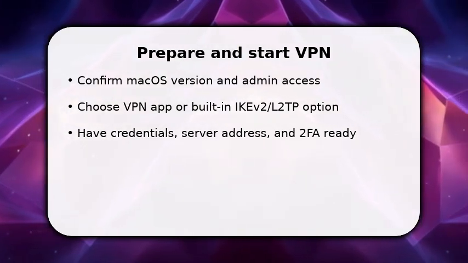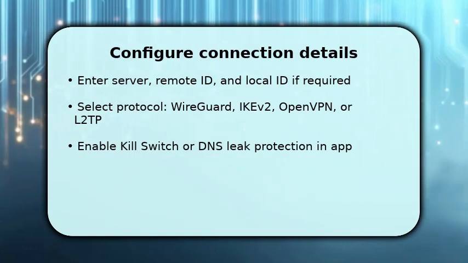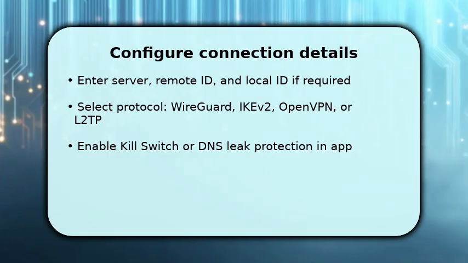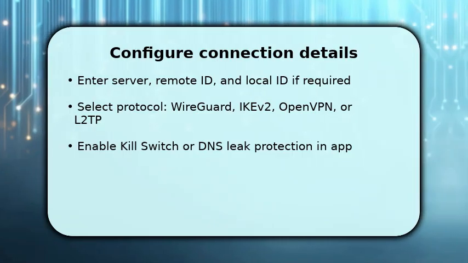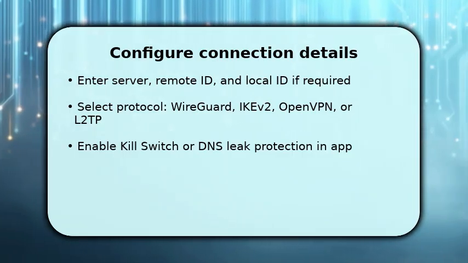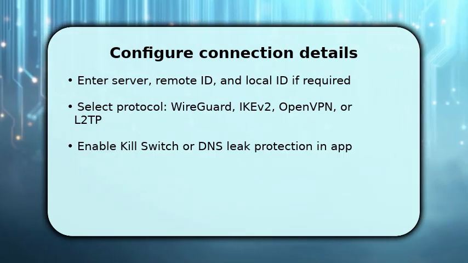You now enter the connection specifics: server address, remote ID, and local ID when using manual profiles. Then choose the protocol: WireGuard or IKEv2 for speed and stability, OpenVPN for compatibility, L2TP only if legacy required, because protocol affects security and latency.